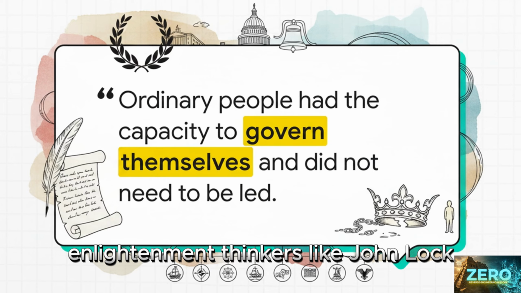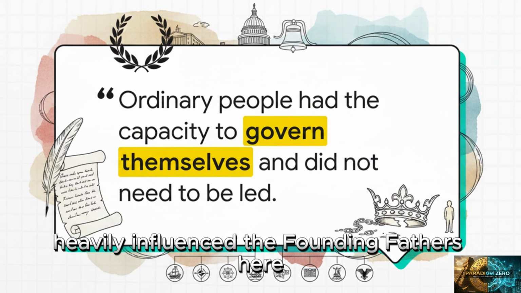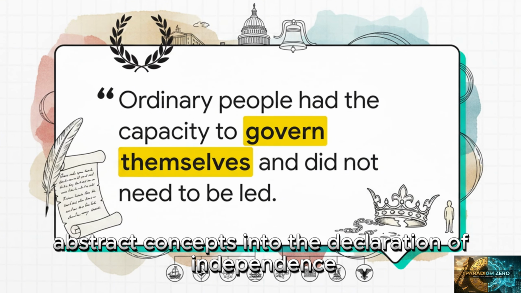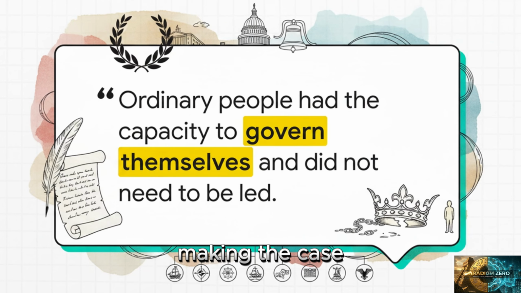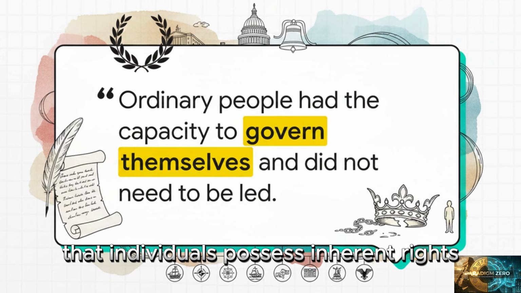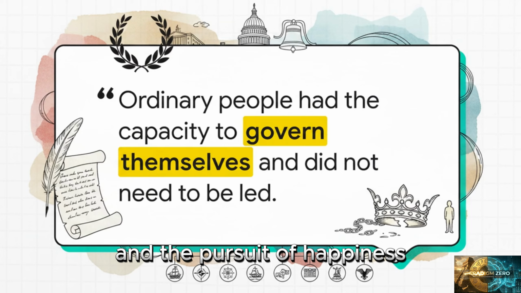Enlightenment thinkers like John Locke heavily influenced the Founding Fathers here, and they forged these big, abstract concepts into the Declaration of Independence, making the case that individuals possess inherent rights to life, liberty, and the pursuit of happiness.